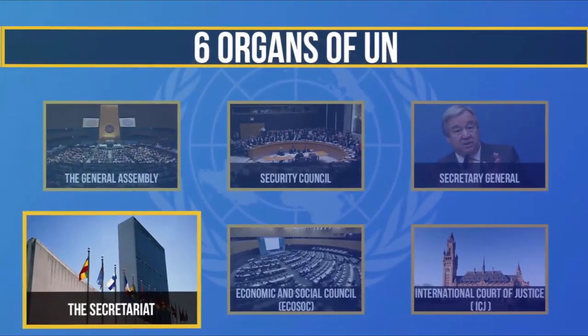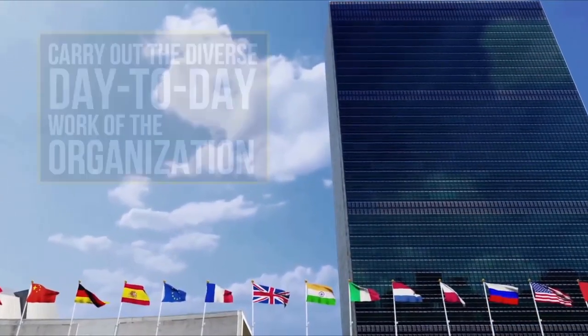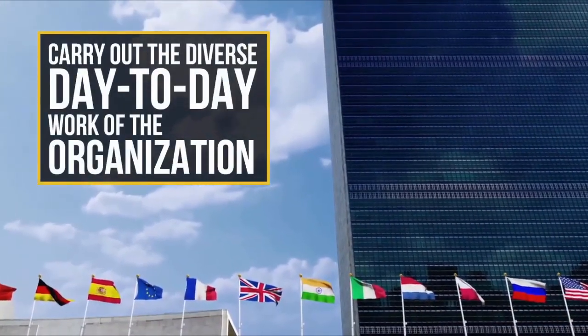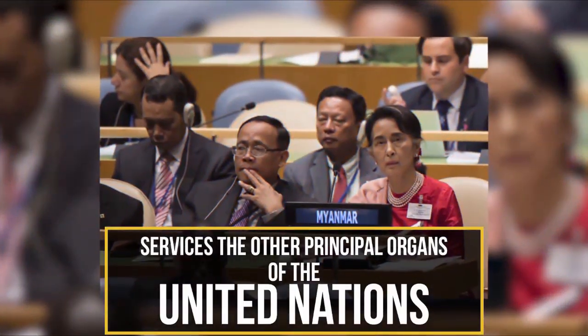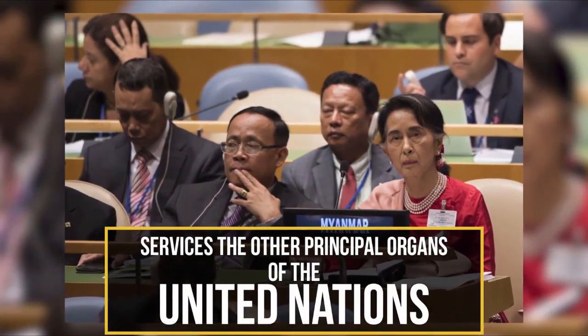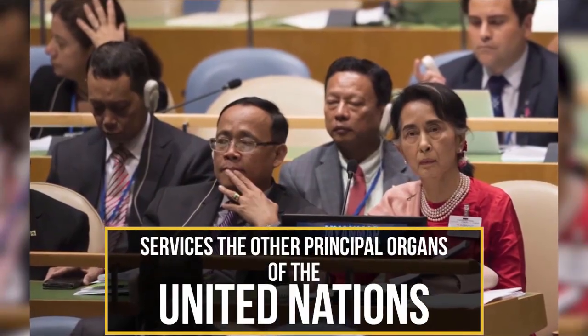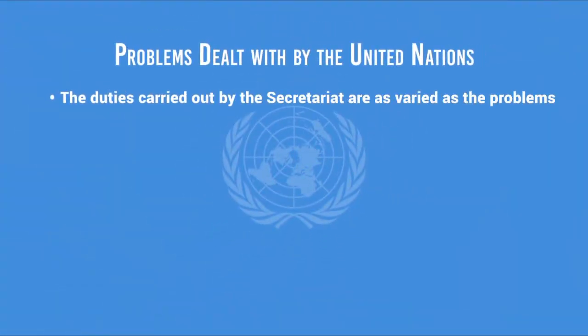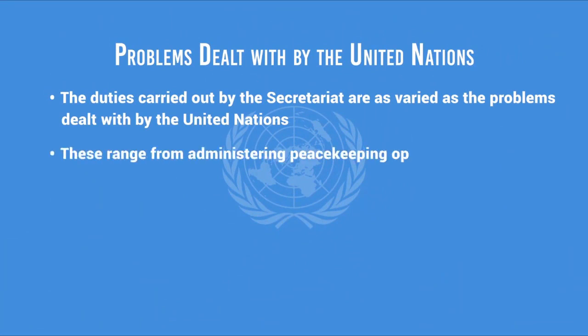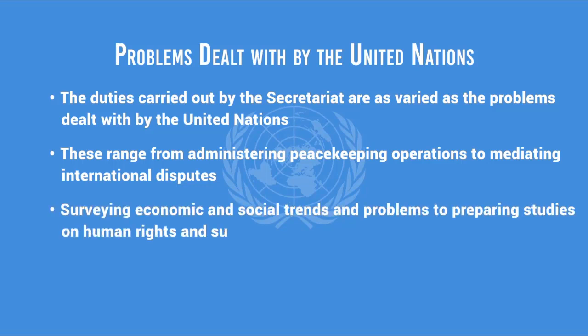The next body is the Secretariat. This is an international staff working in duty stations around the world that carry out the diverse day-to-day work of the organization. It services the other principal organs of the United Nations and administers the programs and policies laid down by them. The duties carried out by the Secretariat are as varied as the problems dealt with by the United Nations. These range from administering peacekeeping operations to mediating international disputes, from surveying economic and social trends and problems to preparing studies on human rights and sustainable development.